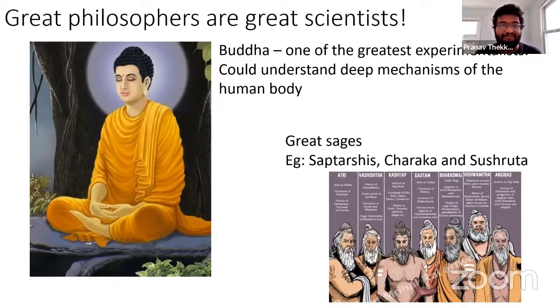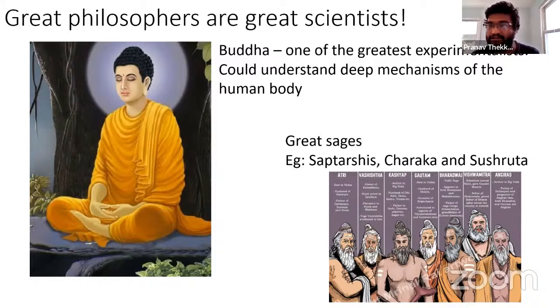First over here I discuss great philosophers who are also great scientists. They say Buddha is one of the greatest experimentalists. It seems when Buddha developed his techniques of vipassana and so on, he could feel stirrings within himself that were down to a scale of less than a nanosecond. So he could understand these deep mechanisms of the human body by just looking deep within himself.